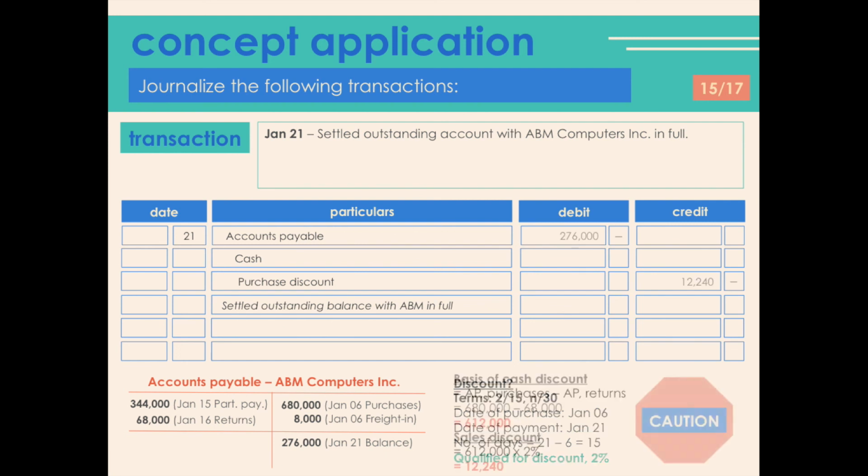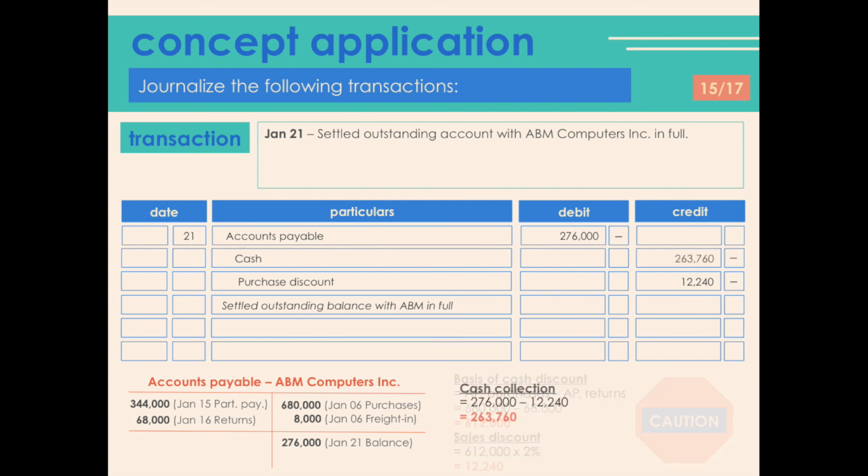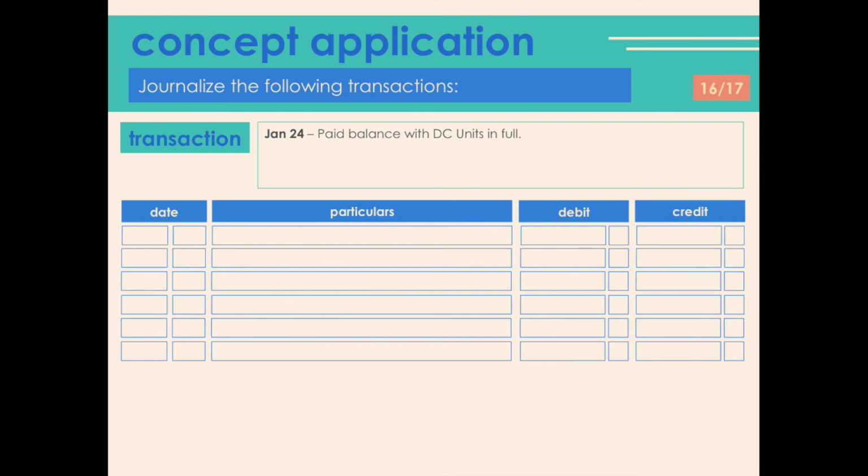Now let's compute for the basis of the cash discount. The basis of the cash discount would be the total accounts payable relating to purchases, excluding payables relating to freight, less any returns and allowances. So we have 680,000 less the returns of 68,000, and we get 612,000 pesos. Multiplying the amount by 2%, we get a cash discount of 12,240 pesos. Finally, we deduct the discount from the outstanding payables of 276,000 to get the cash payment of 263,760.